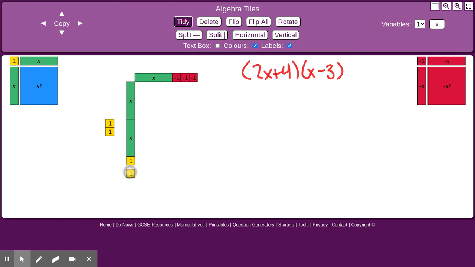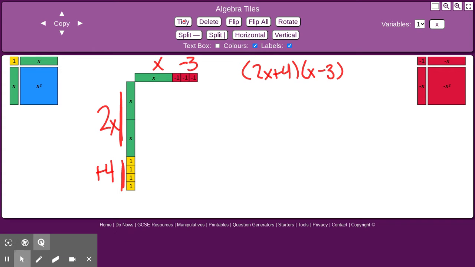Oops, I only have 3 here. 1, 2, 3, 4. So I have 2 x's here plus 4. So this is 2x plus 4. And this one is x minus 3. And like I said in the last video, it doesn't matter which one you put on the top and which one you put on the side. They're both equivalent to each other. So then we need to start filling these in.